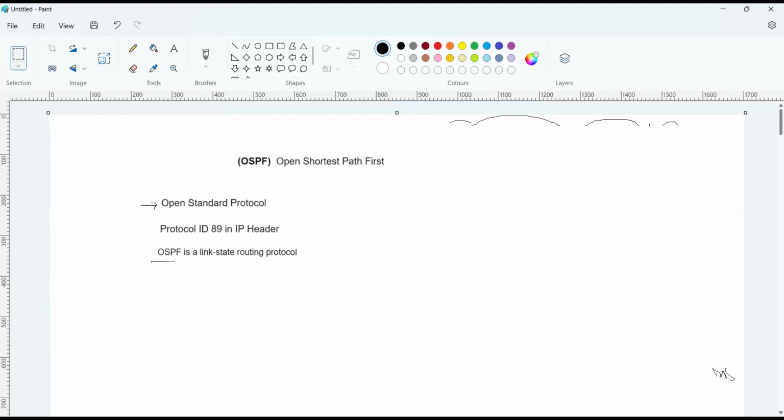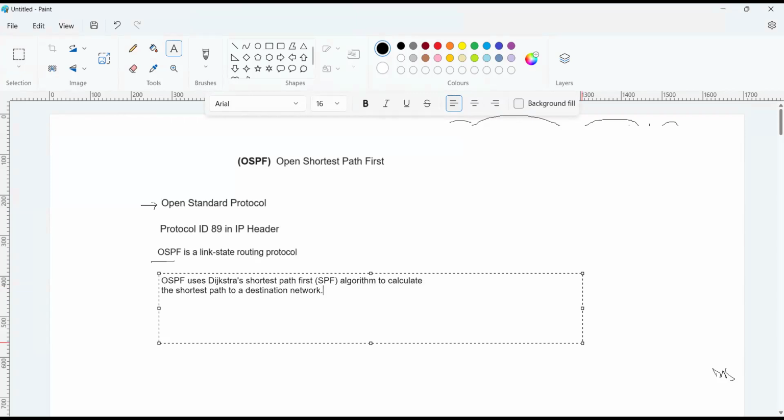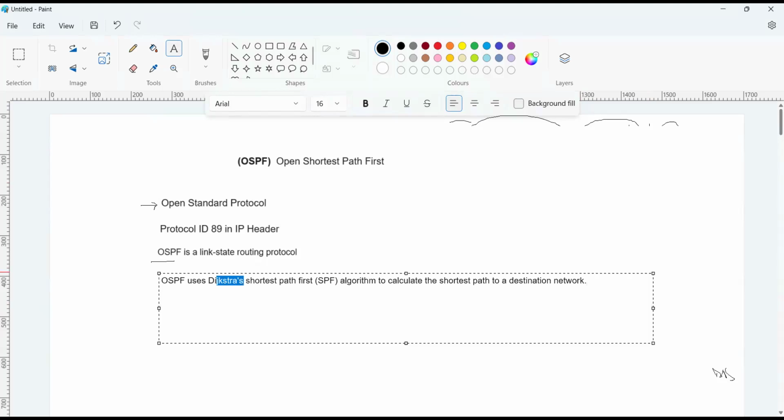Fine. Now moving on to OSPF. OSPF uses the shortest path first algorithm, and we call it the Dijkstra algorithm. It uses the Dijkstra algorithm or SPF algorithm, shortest path first, to calculate the best path to the destination routers. From source to destination, it calculates the best path with the help of the SPF algorithm. That is the Dijkstra algorithm.